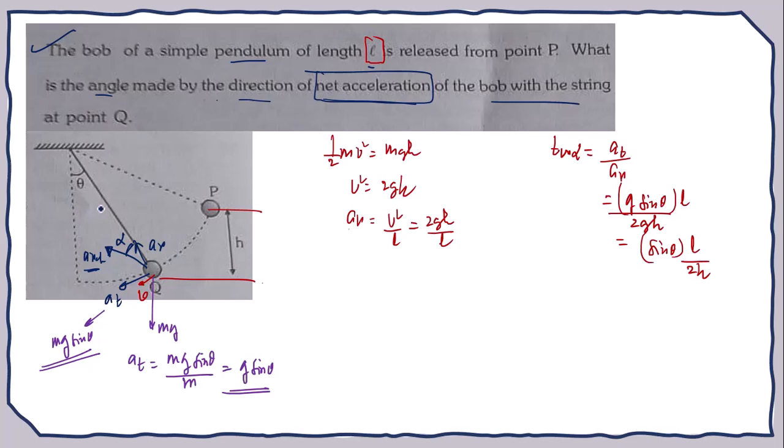So initially the bob is over here, so that h is given. Finally the bob is there. So in terms of tan alpha, what is the answer? Tan alpha can be written as sin theta into L by 2h. That is the answer, because h is given.